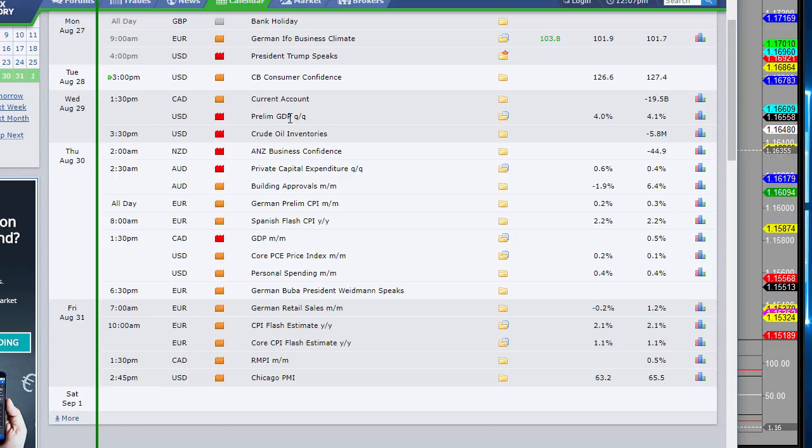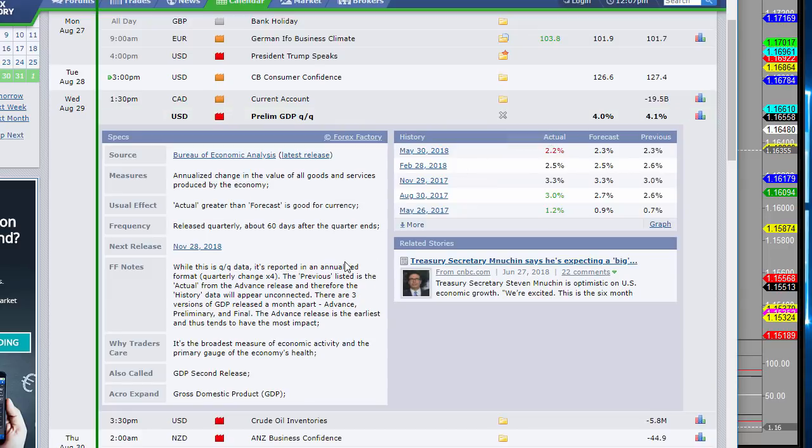US prelim GDP. Let's just check where we are now. That will be the first one then, won't it? Let's just check if the prelim is the first one. No, advance is it? Prelim's the second one. Yeah, like I'd know that.